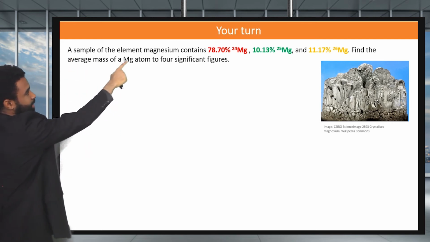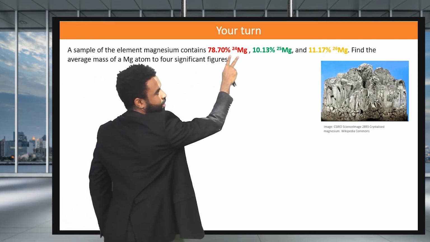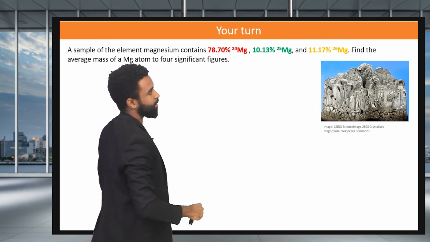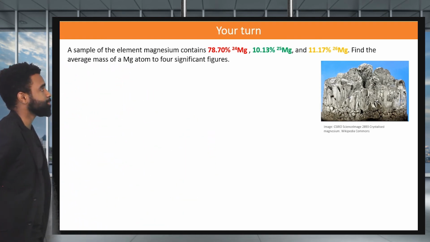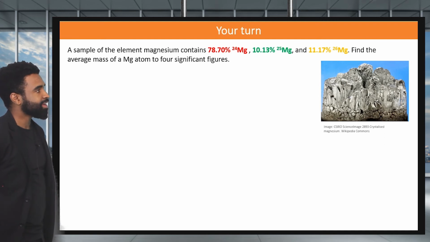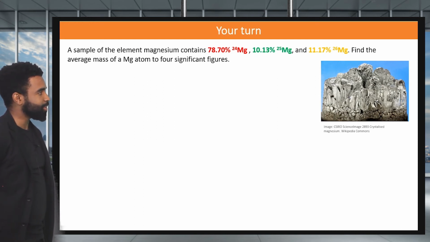So it says a sample of the element magnesium contains 78.70% magnesium 24, 10.13% magnesium 25, and 11.17% magnesium 26. Find the average mass of a magnesium atom to 4 sig figs. How do we do this? Well, we multiply the abundances by the mass numbers, and we just do the math.